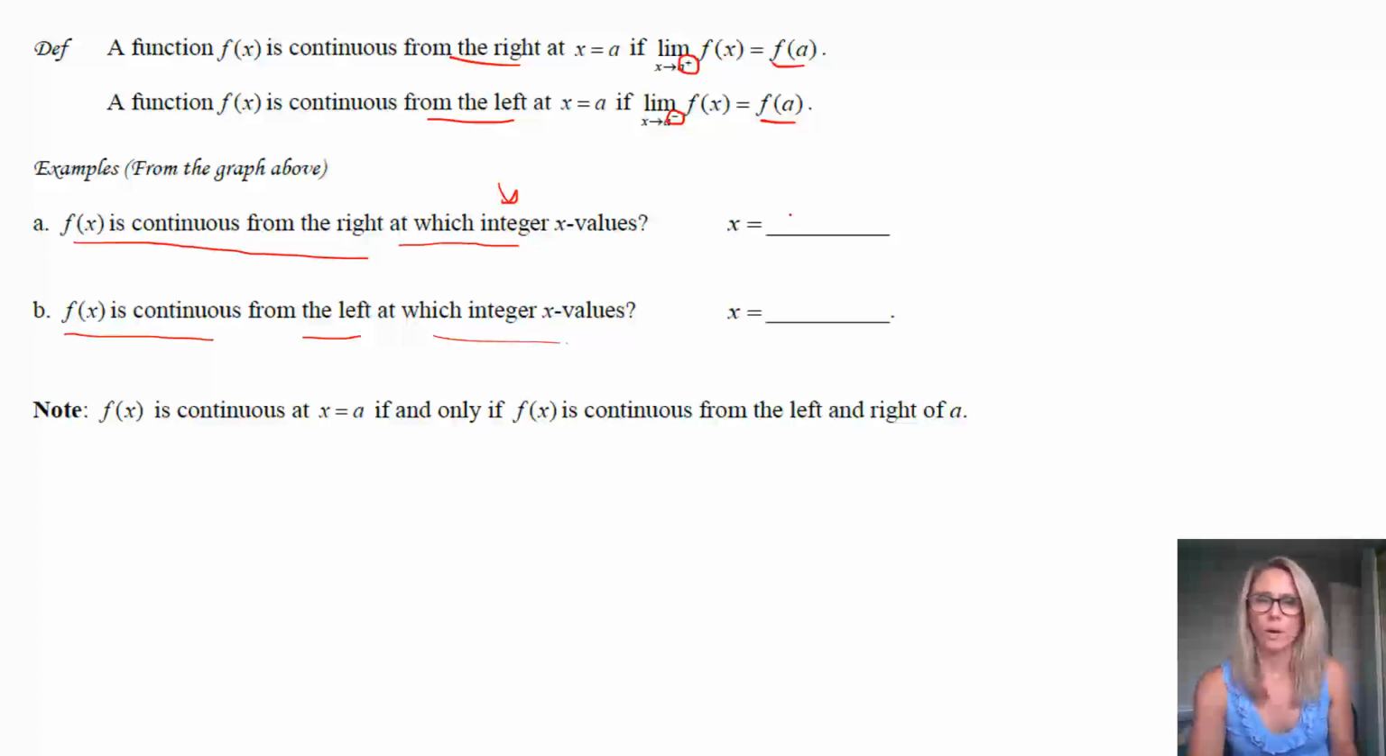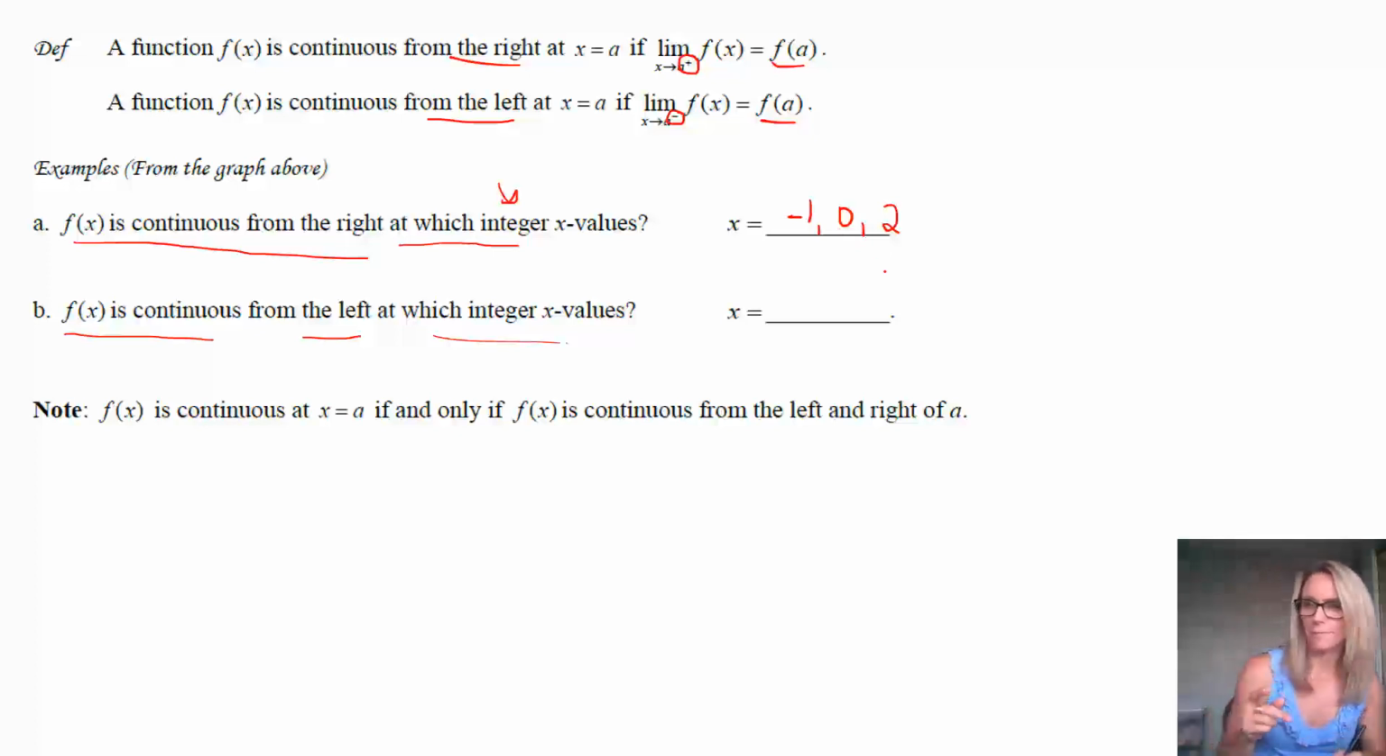So the values in which we are continuous from the right is meaning if you come down from the right, you've got a limit, you've got a value at that limit, and we're just talking about the integer values here. So from the ones that we see on this actual graph, we get -1, 0, and 2. And that's because, I'll just have to talk it out. I have my notes here, but you can look at your notes right in front of you.